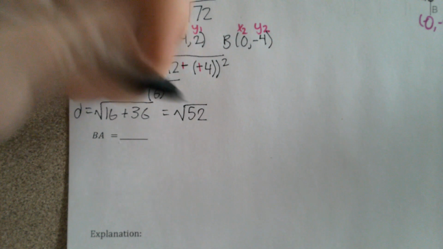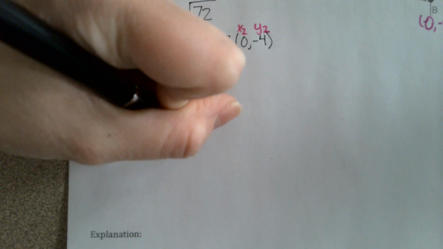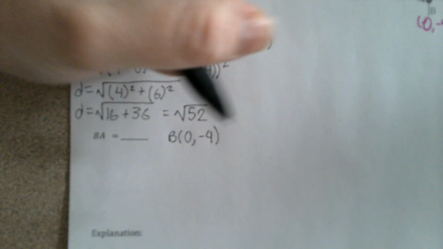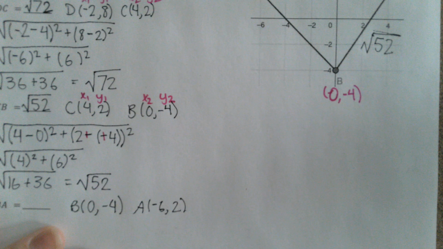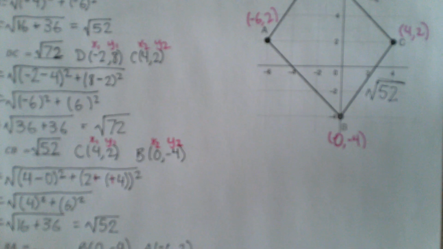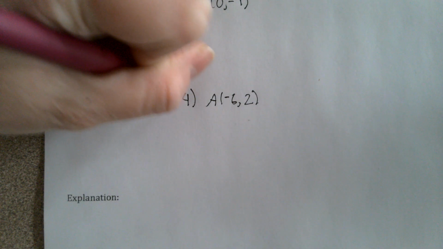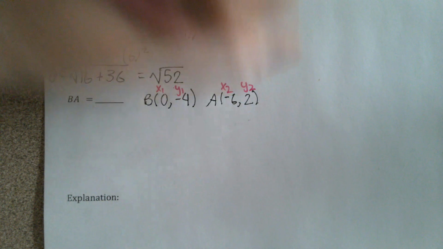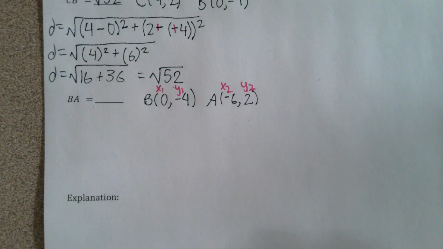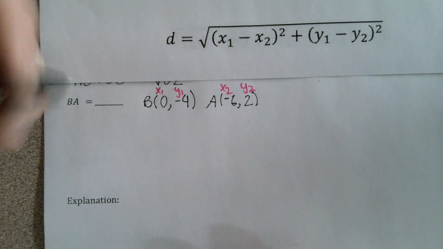Last one, BA, we need to write down our points. B, I have the graph out of shot here. 0, -4, and A is -6, 2. B, 0, -4, A is -6, 2, which matches what I wrote down here. So we are golden on that. First and foremost, we label x1, y1, x2, y2. I'm going to bring the distance formula in here so we can see it. Then we plug it in.